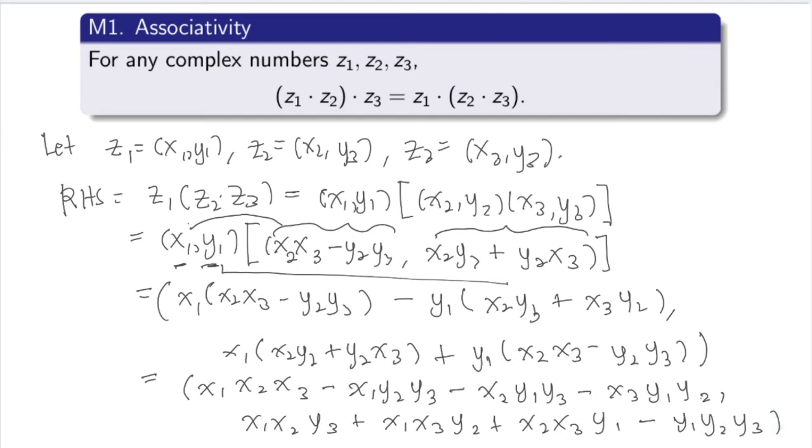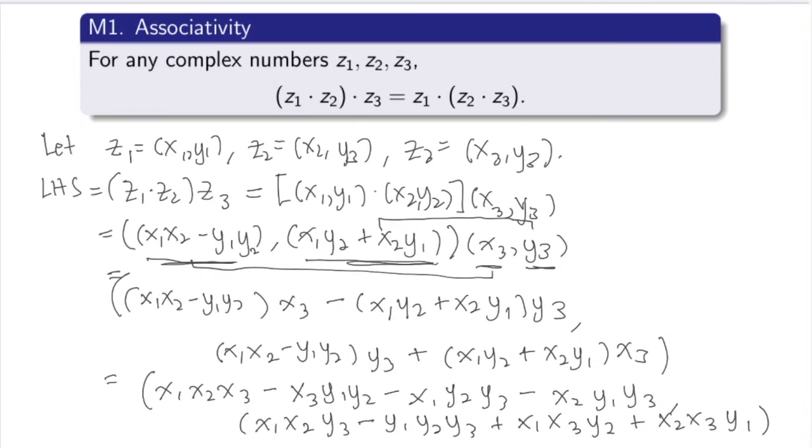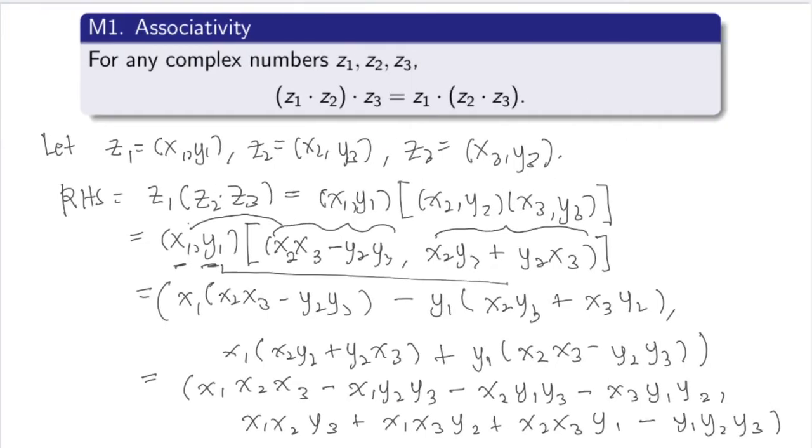Now, comparing this to the result we get from the left-hand side, we see that they are exactly the same. And so we were able to show that the left-hand side is equal to the right-hand side. And we are done.